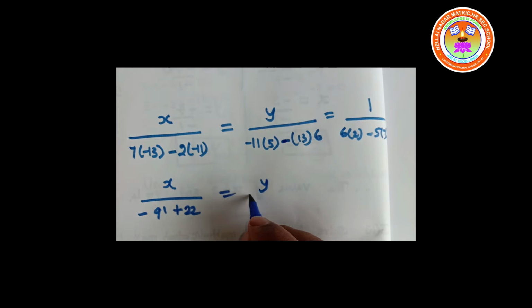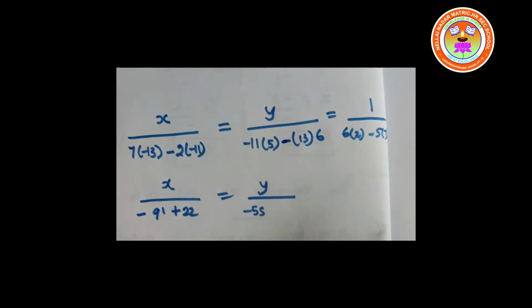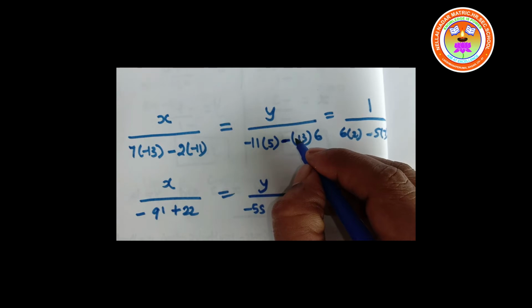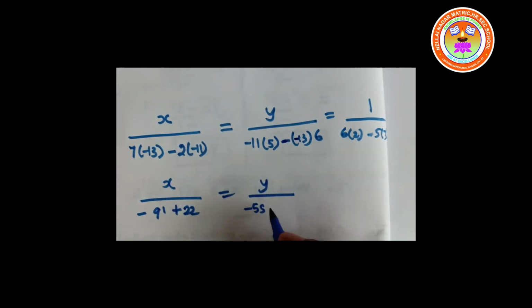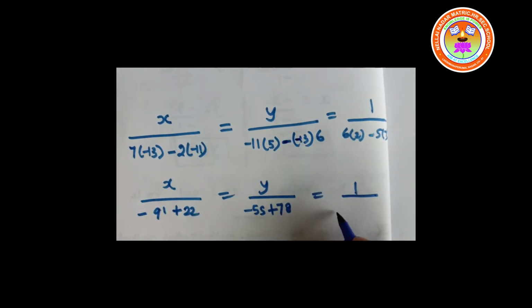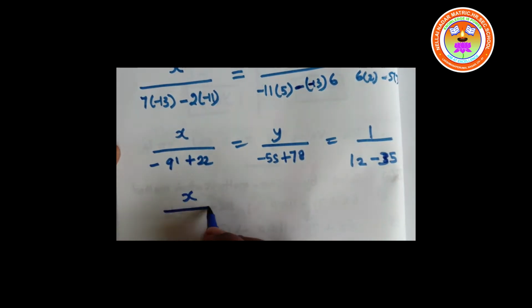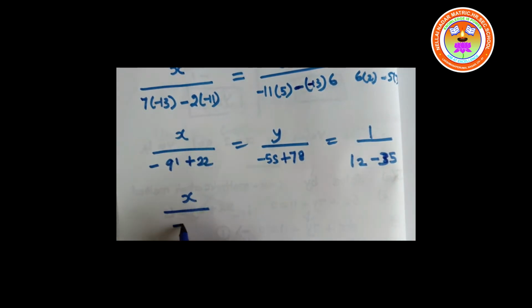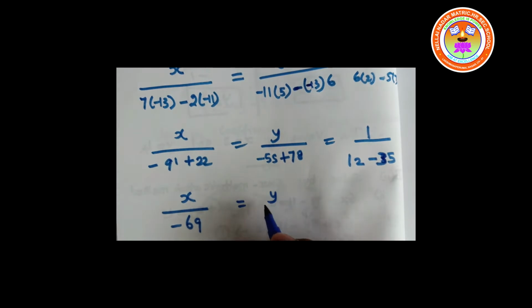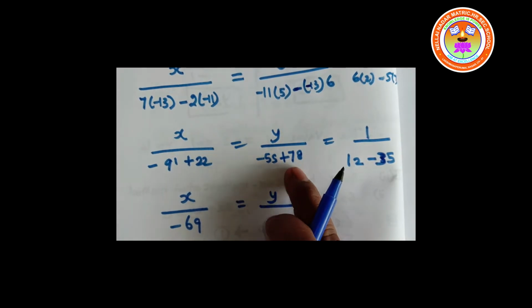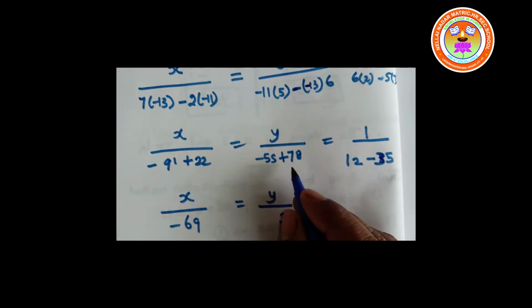That is equal to y by minus 55. Minus of minus 13. Okay, so minus 13. Minus into minus plus 6 3s are 18, 78. That is equal to 1 by 6 2s are 12 minus 35, right? Okay, children, now x: minus 91 plus 22 is minus 69. So y: minus 55 plus 78 is 23.